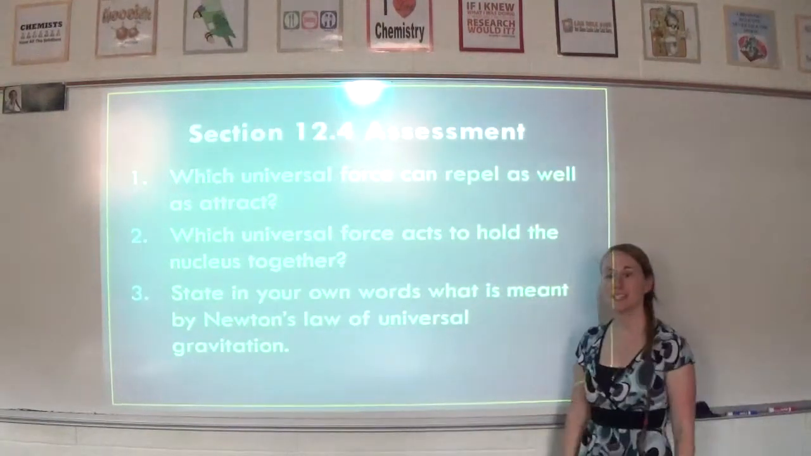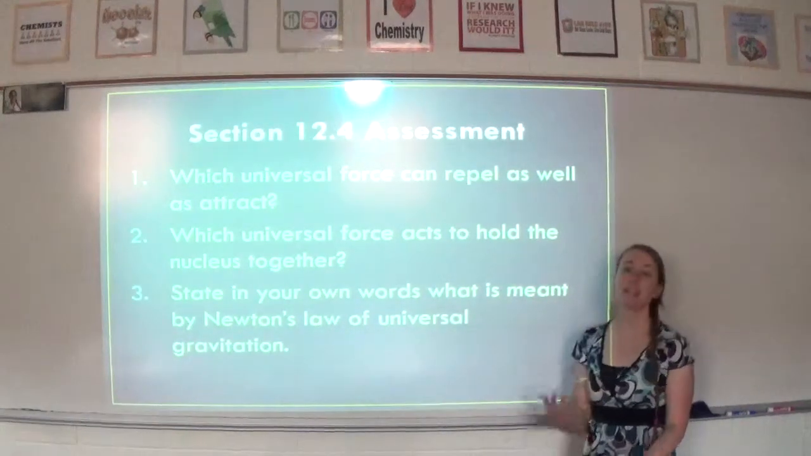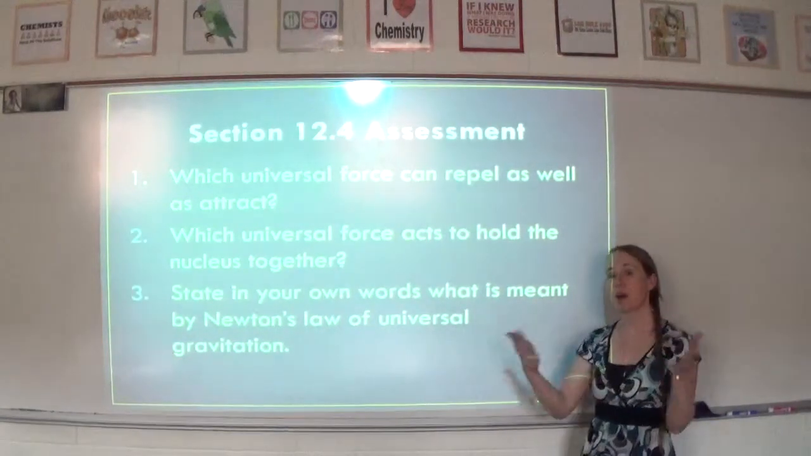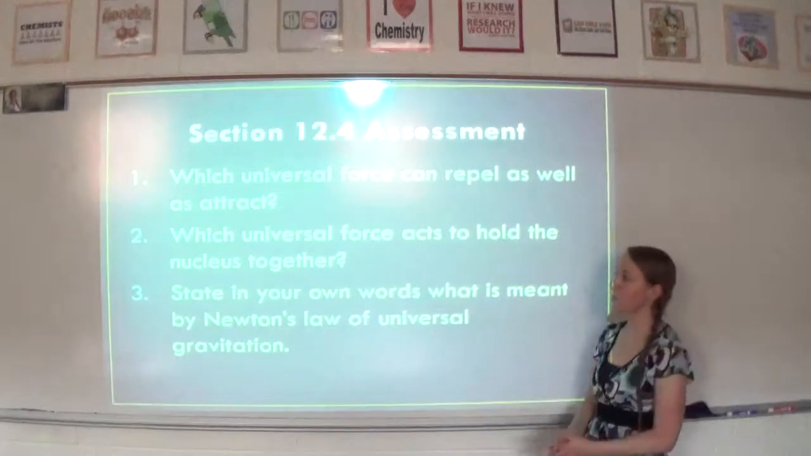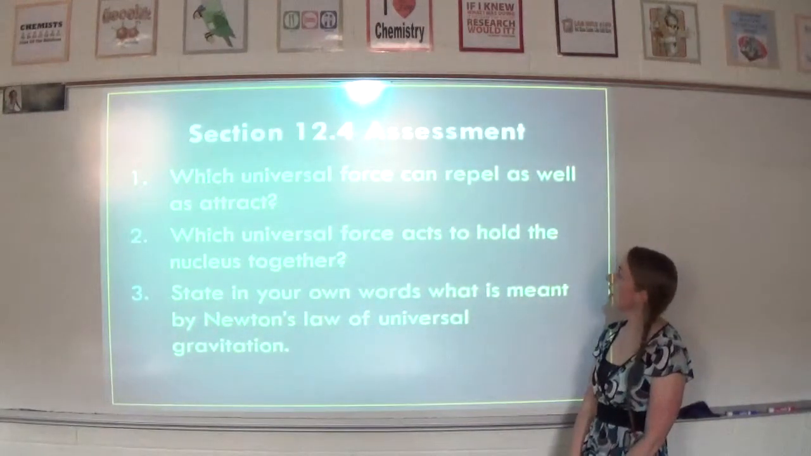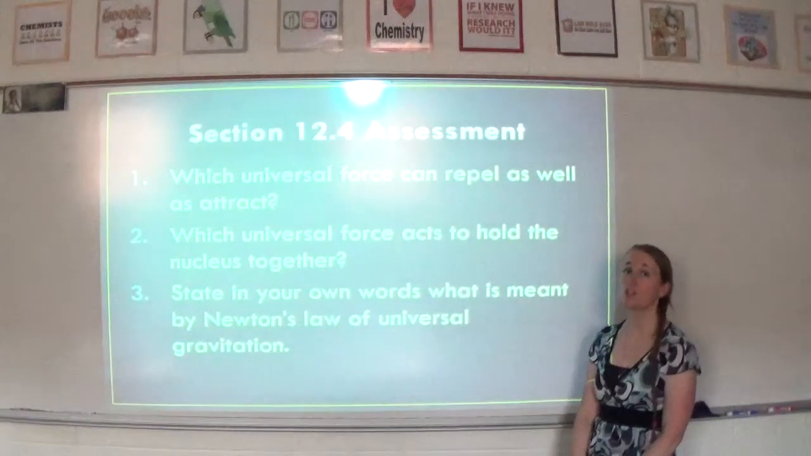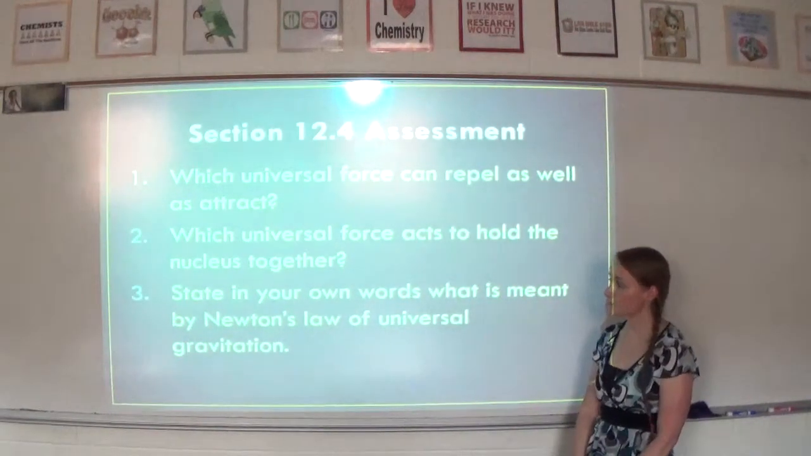So, let's hit this section assessment. Which universal force can repel as well as attract? Well, that is the electromagnetic force. Because remember, opposites attract, like charges or like sides of a magnet repel. Which universal force acts to hold the nucleus together? It would be the strong and weak nuclear force.